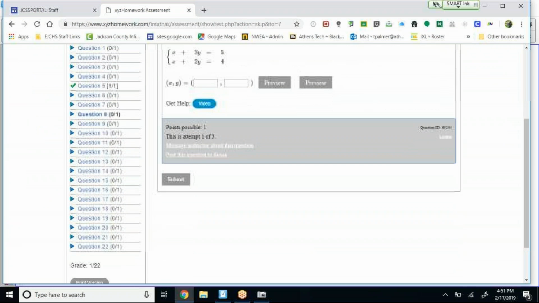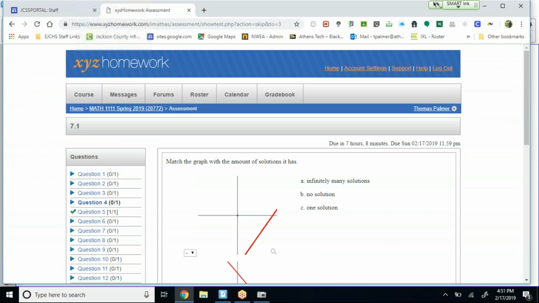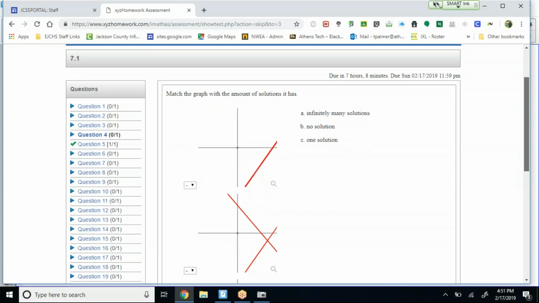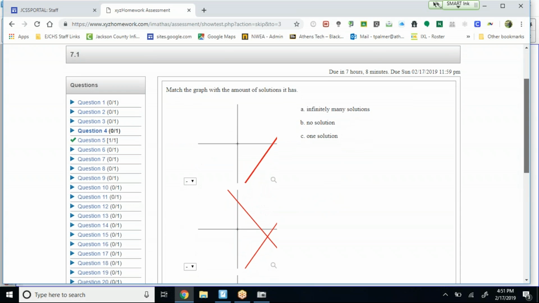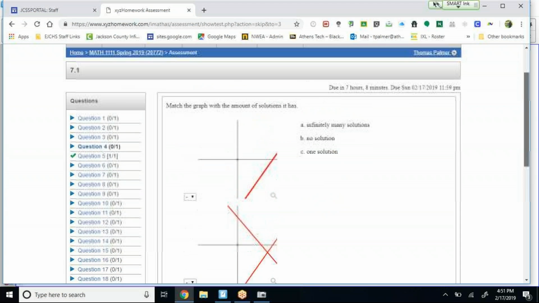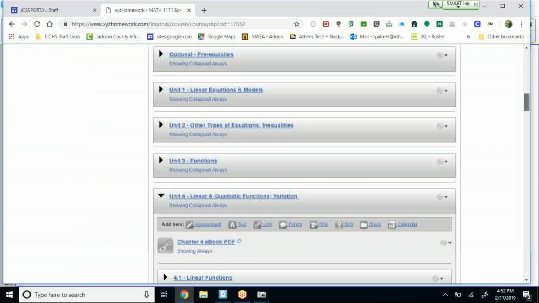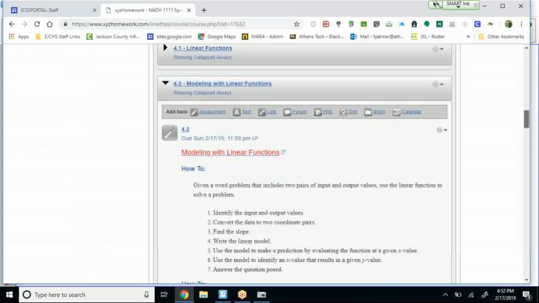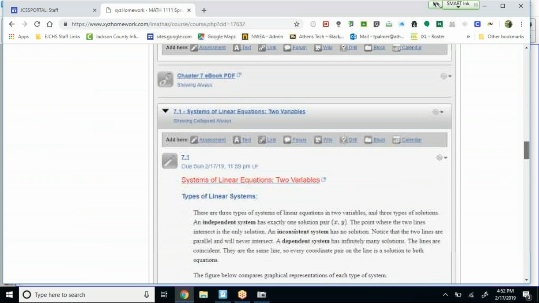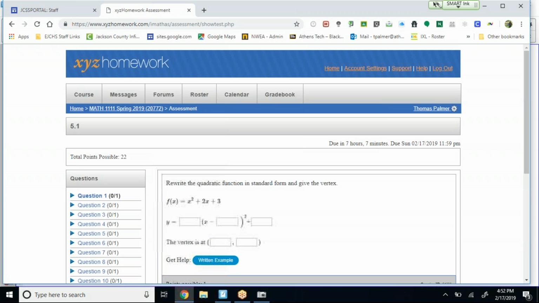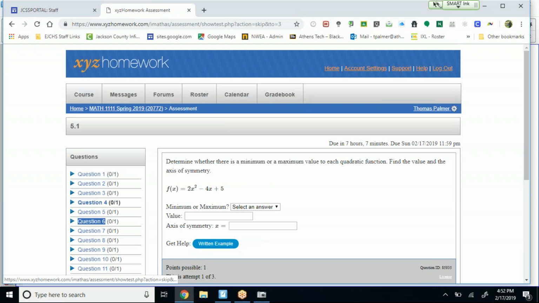On question 4, I got the value wrong, but I got the minimum or maximum and the axis of symmetry right, but I can't get the value right. For this? 7.1? For question number 4? Oh, 5.1, my bad, 5.1. Okay. Let's go back here. And then the axis of symmetry is going to be x equals the h value, right? Yeah, it seems like I have no problem on the axis of symmetry. It's just the value I kept getting wrong. Oh, it's a maximum.